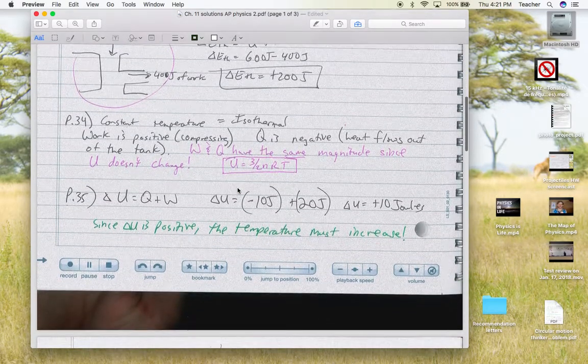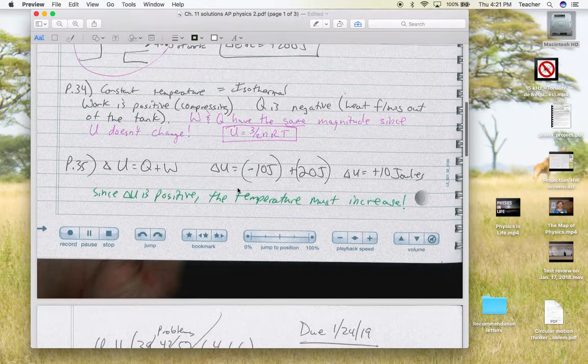So for P34, we've got a constant temperature, so that says that it's isothermal. So therefore, work is positive if something's being compressed. Q is negative if heat flows out of the tank. They have to be the same magnitude if the internal energy doesn't change.